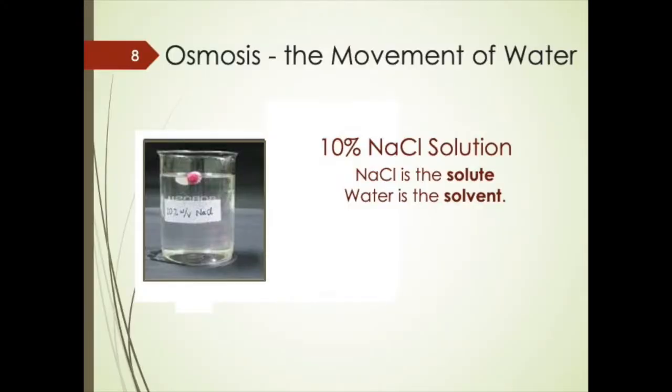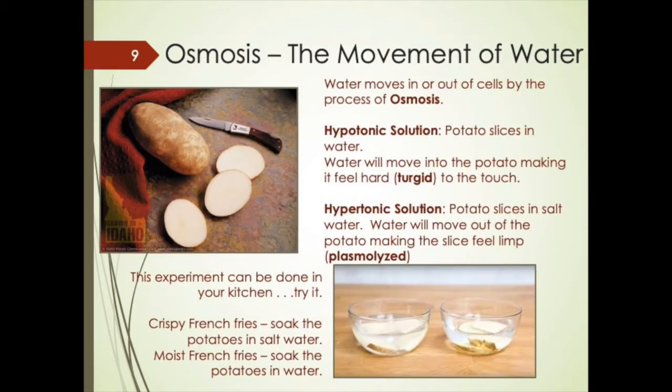The next experiment is osmosis through the movement of water. We have 10% sodium chloride solution. That's the solute, and water is the solvent. So the movement of water through the potatoes, water moves in or out of the cells by the process of osmosis. So this is osmosis, the movement of water through those membranes of the cells.